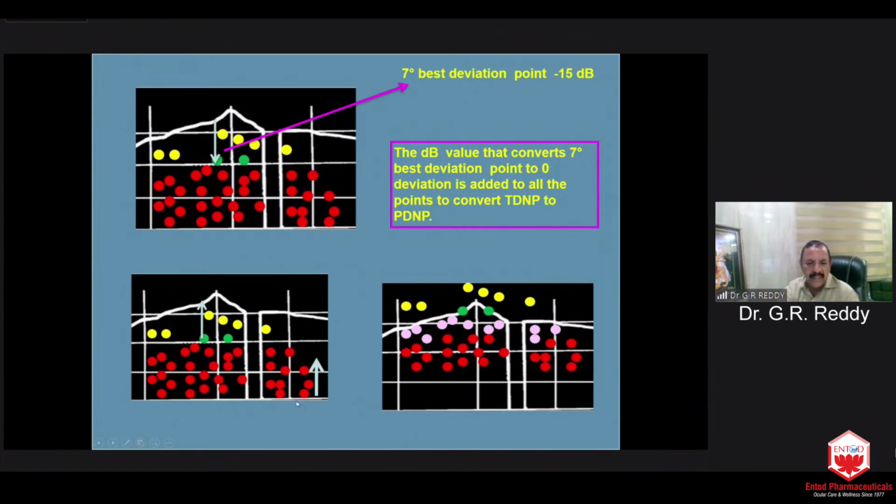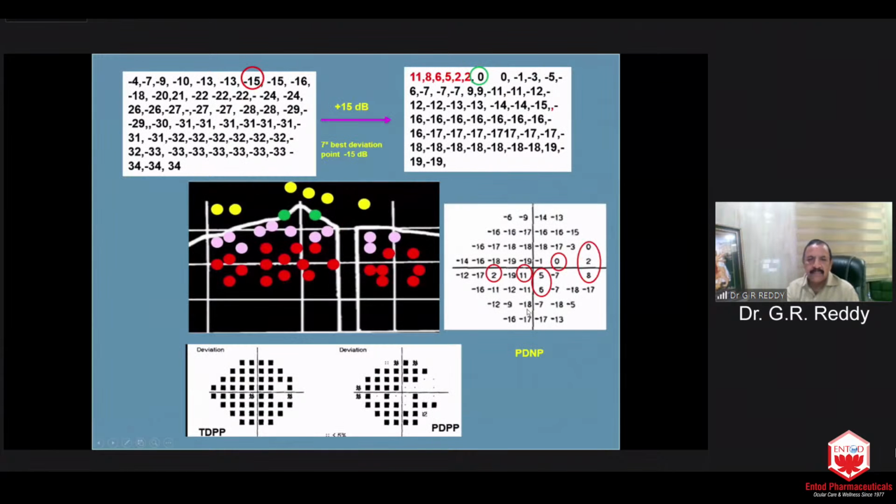So out of these points, the points nearer to the hill of vision are superficial scotomas. They also may lose the significance. These points don't have p-values. So these points, minimum 6 points, 7 points here, will not have any p-value. So 8 points will not have any p-value, and these become superficial.